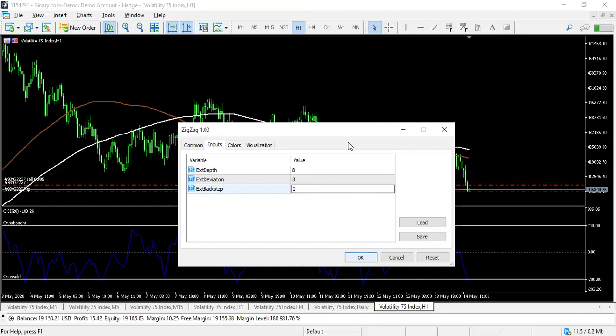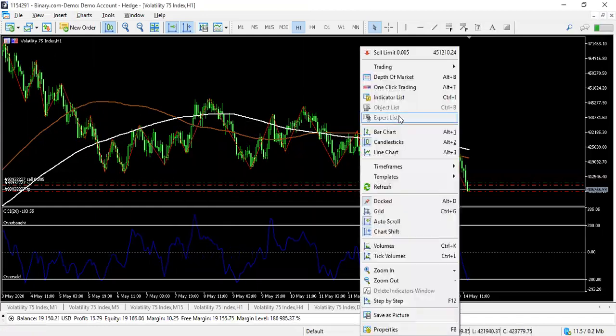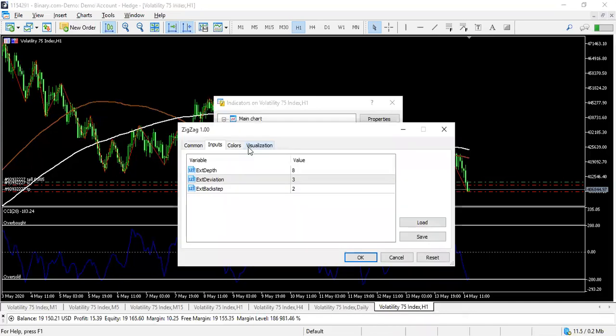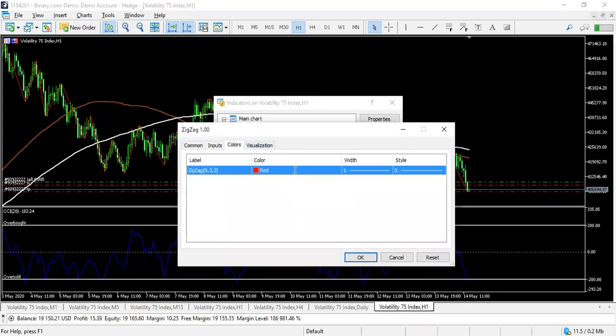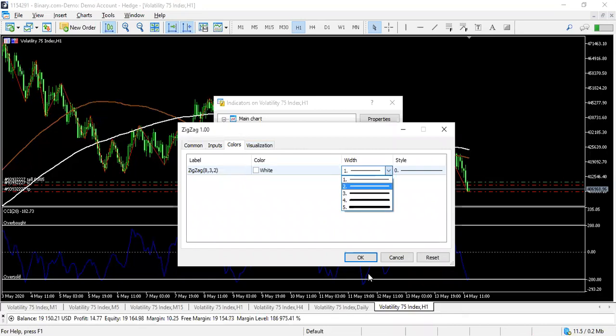All right, so permit me, let me edit the zigzag again. The color I want it to be white, and the width will be 2, to make it a little bit thicker.